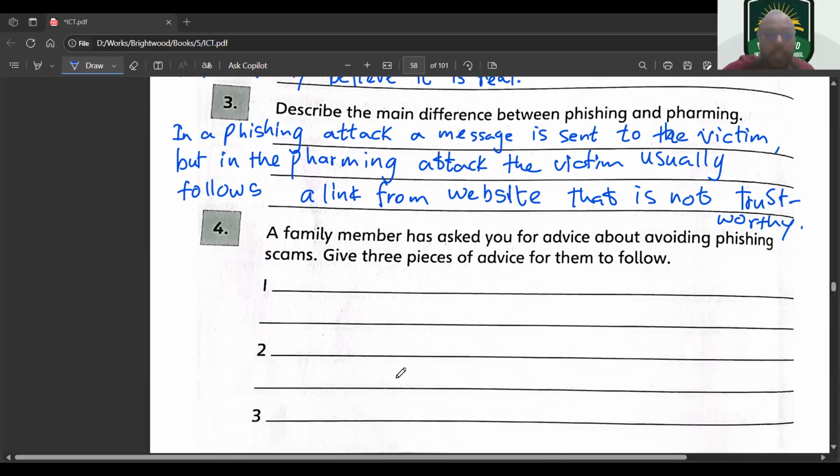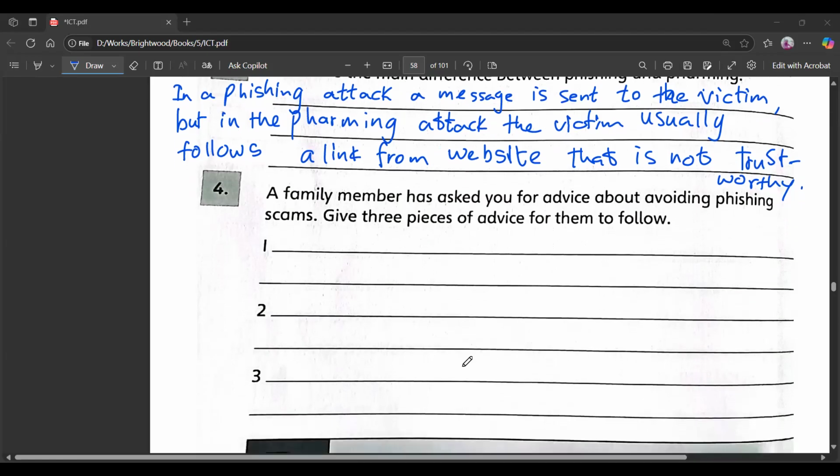They don't send the link. Actually, it is displayed on a website or something like that. That is not trustworthy. Okay, write it. That's the difference between phishing and pharming. We'll see the next one.